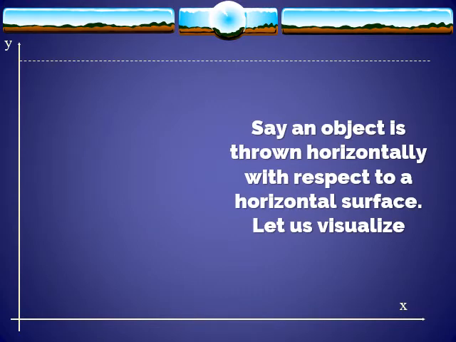Okay, so let's start now breaking down. Now, let's suppose we have an object that is thrown horizontally with respect to a horizontal surface. Okay, let's start to visualize. Okay, let's see. So this is the object. It is now thrown horizontally. And now take note, there is an initial velocity here, V naught, of the object. Okay, so what will happen next?